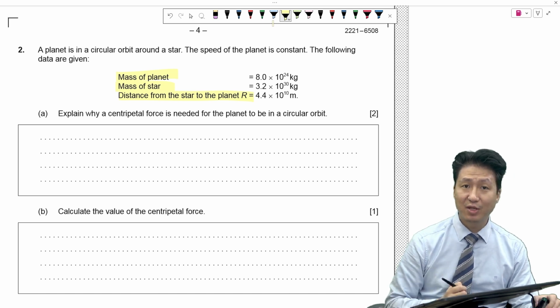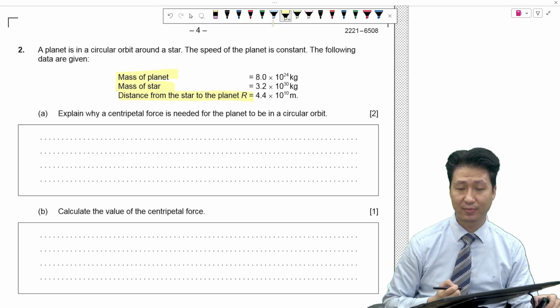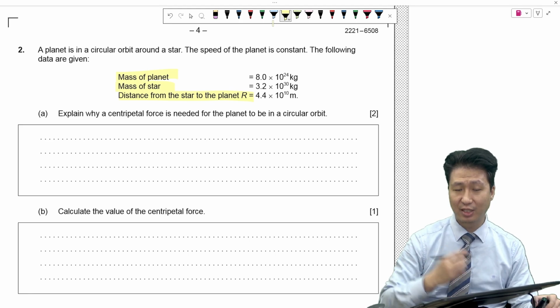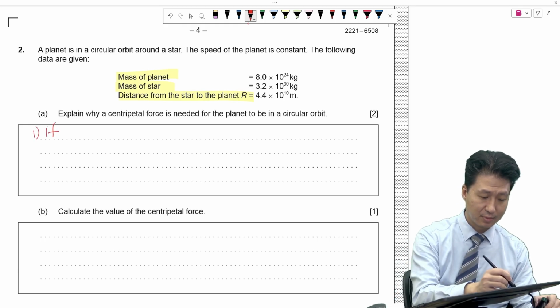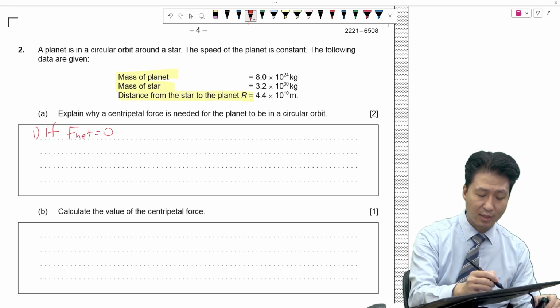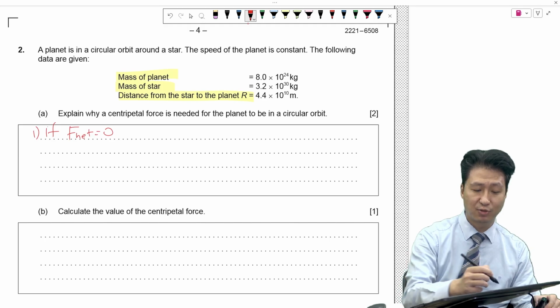A. Explain why centripetal force is needed for the planet to be in a circular orbit. Now this is a 2-point question, but there's a lot of things you can write. Number 1, if the net force were to be 0, the path of the planet would be in a straight line.